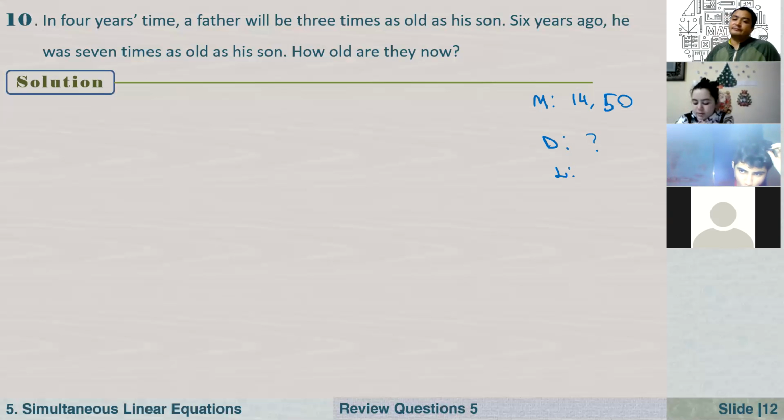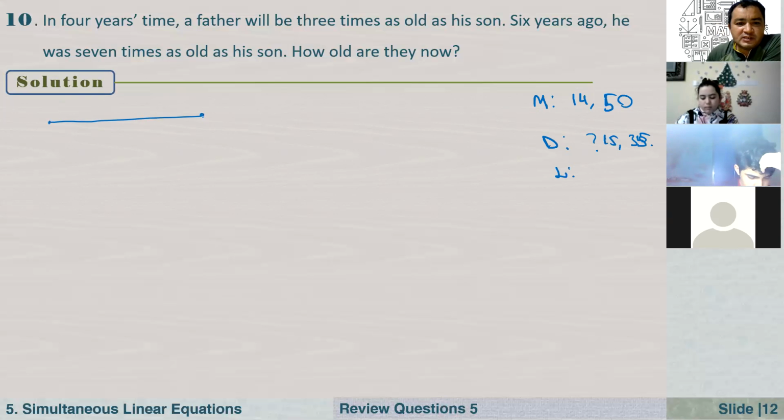My answer is the son is 15 years old and the dad is 35. 30 or 35? 35. Okay, good. Anyways, we are talking about two different people.